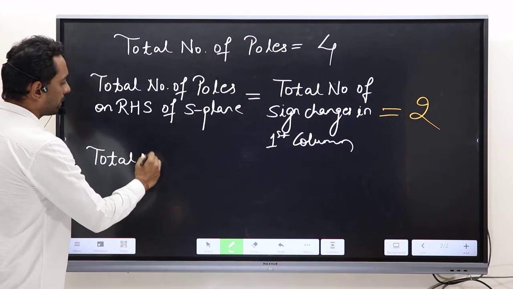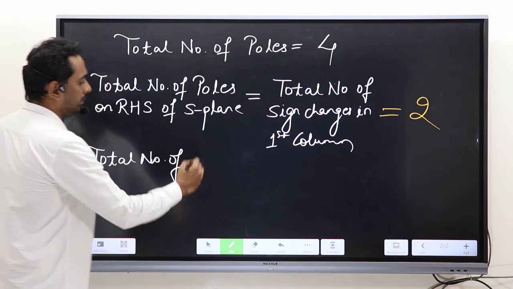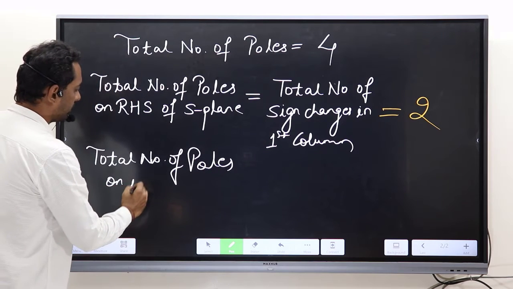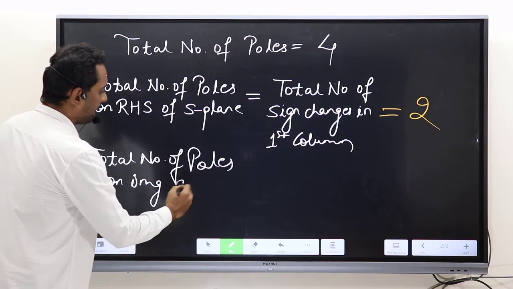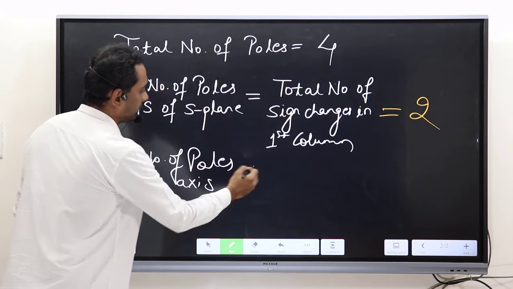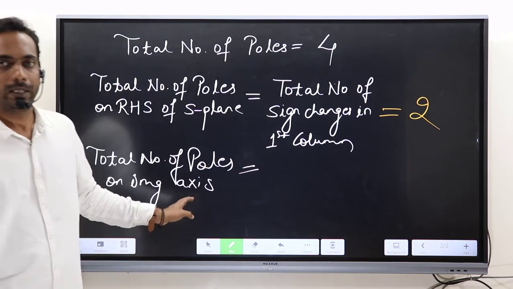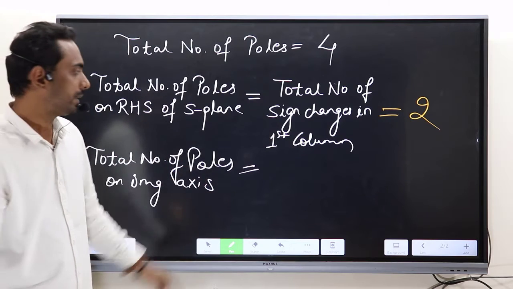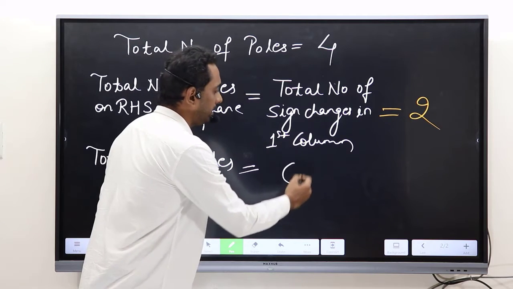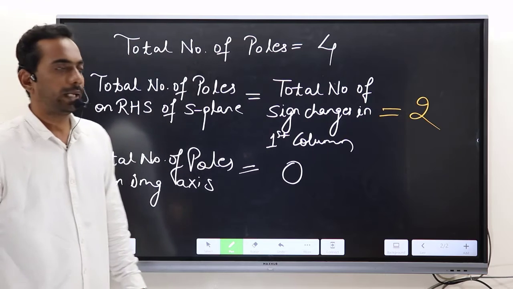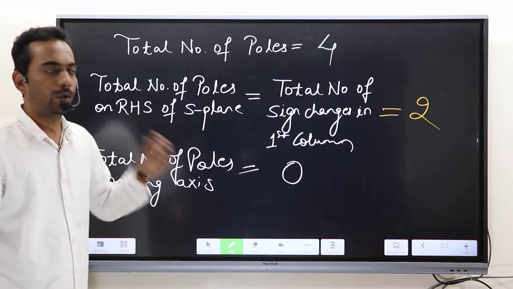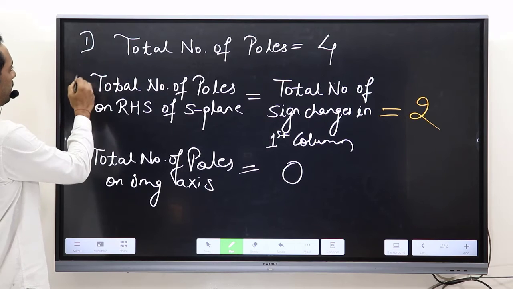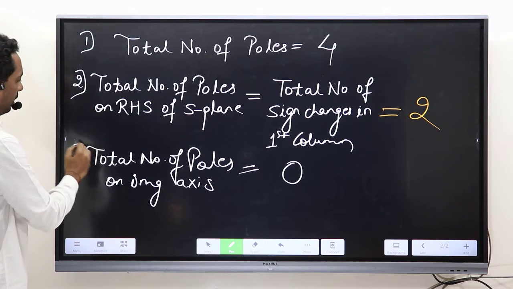Total number of poles on imaginary axis. अभी तक ये मैंने आपको सिखाया नहीं है. In next example, I will discuss about the number of poles on imaginary axis. For time being, write down 0. There are no poles on imaginary axis. So ये first हो गया, ये second हो गया, ये third हो गया.